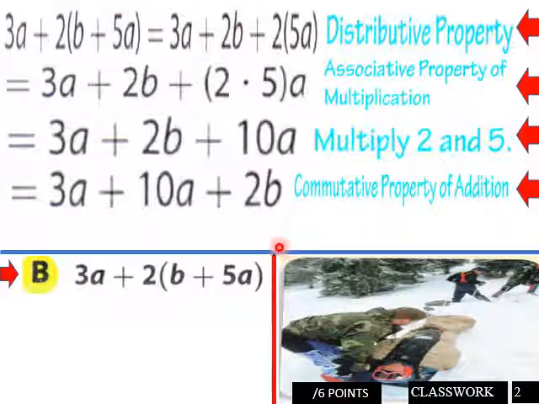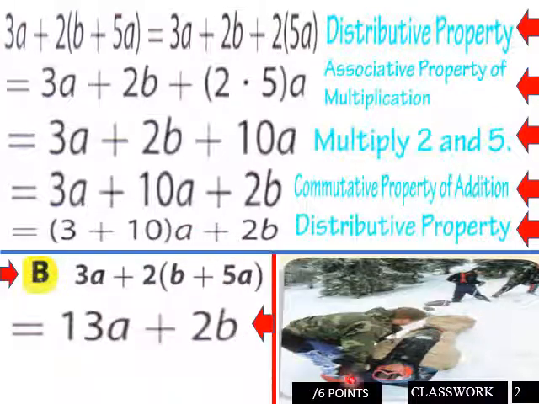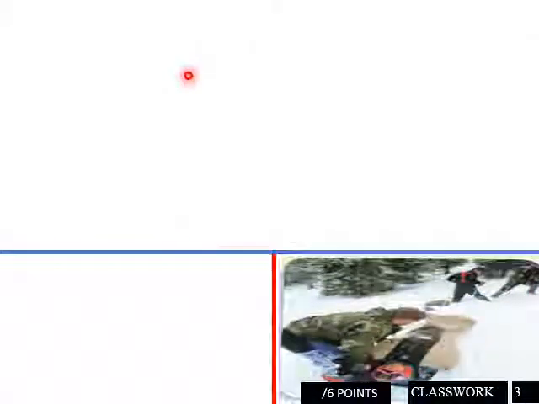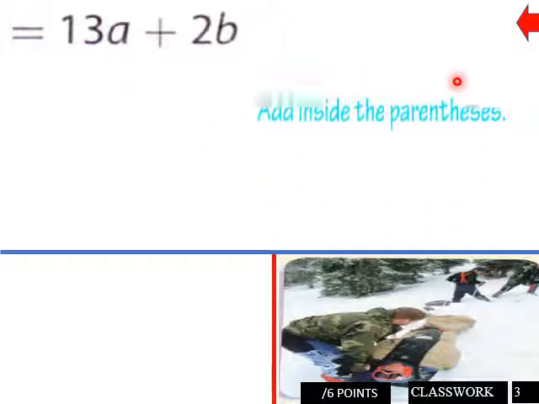And that's again using the distributive property. We're distributing a to 3 plus 10. What is that equal to? This yields 13a plus 2b. Add inside the parentheses. So 3a plus 2 times the quantity b plus 5a equals 13a plus 2b. 2 times 5a is 10a, plus 3a is 13a. Plus 2 times b is 2b.